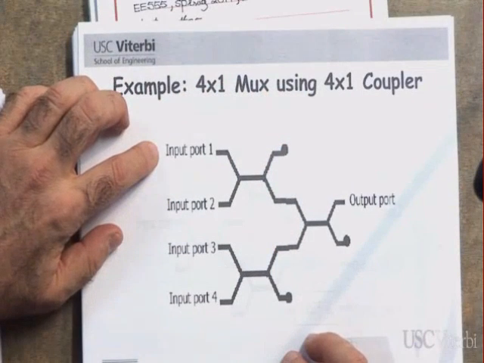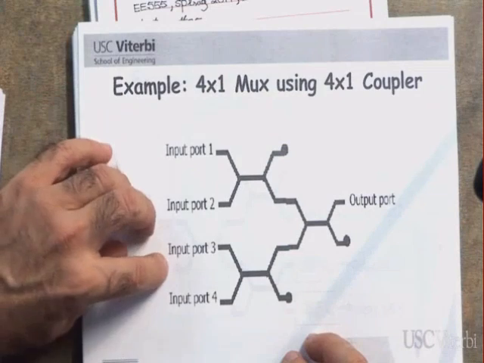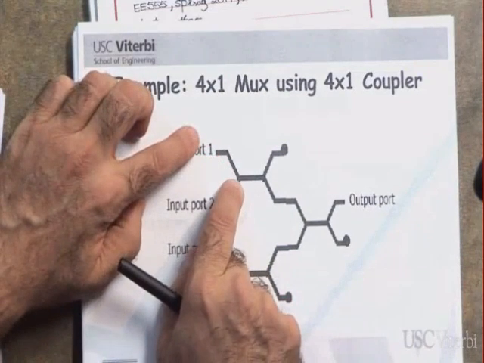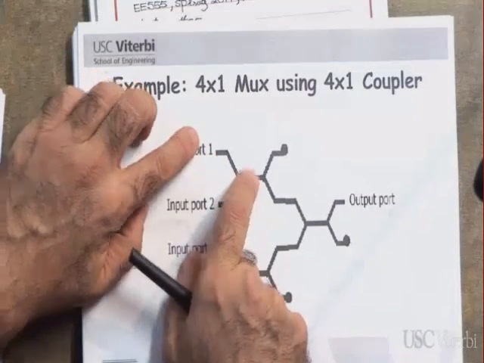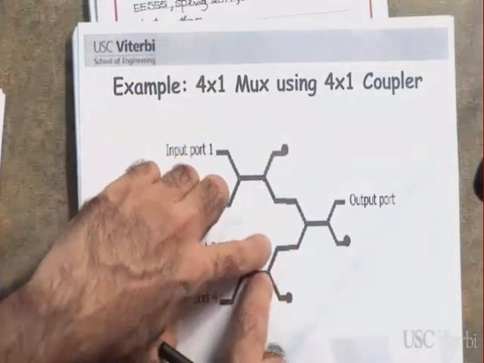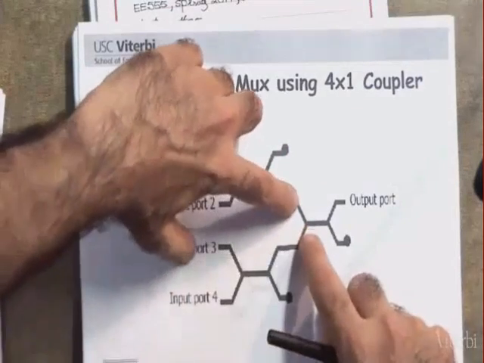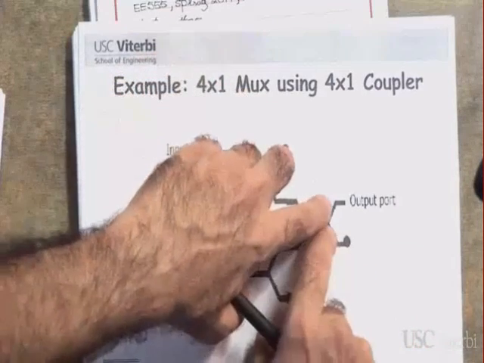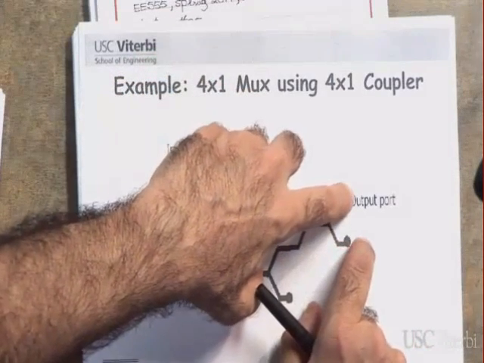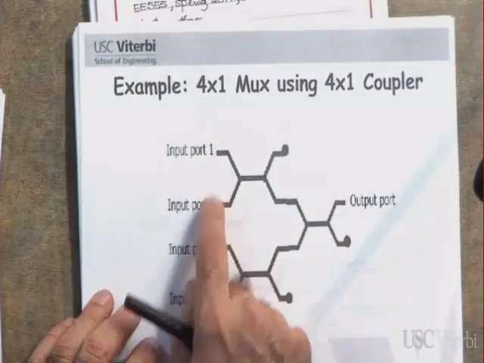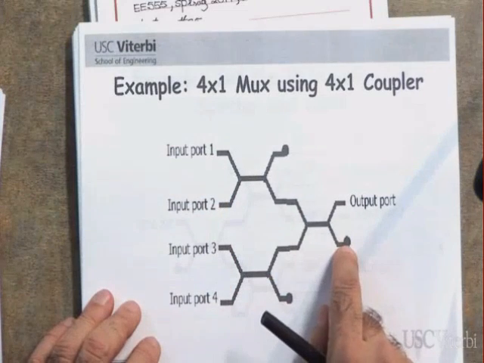Now, what do I have here? These are the input ports. Input port, input port, input port, input port. What am I doing here? I'm combining, and then I'm splitting. Then I take this one, I'm combining, and then I'm splitting. Did you get this or not? So in this case, you could end up with 4 inputs with how many outputs?